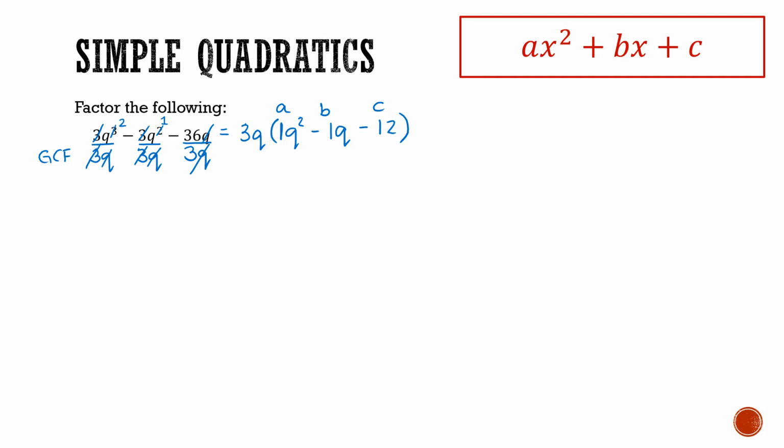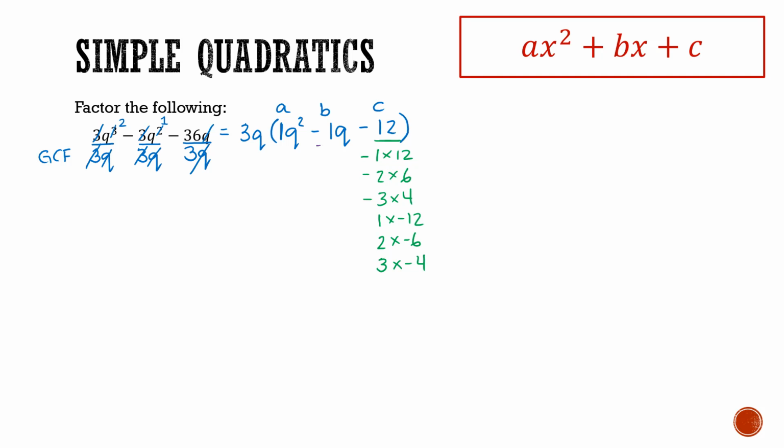So I'm going to start by focusing on this constant, negative 12. The factors that multiply to give me negative 12 are negative 1 times 12, negative 2 times 6, negative 3 times 4. And let's not forget the negative can be the other way around. So I also have 1 times negative 12, 2 times negative 6, and 3 times negative 4.